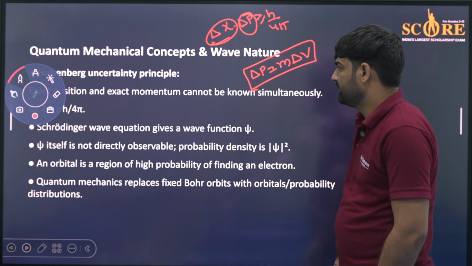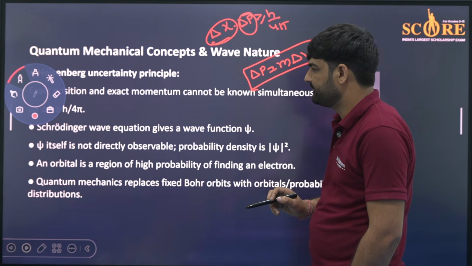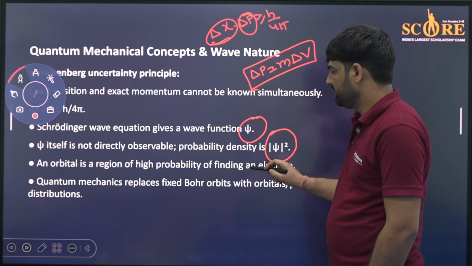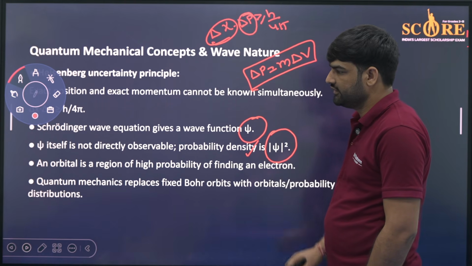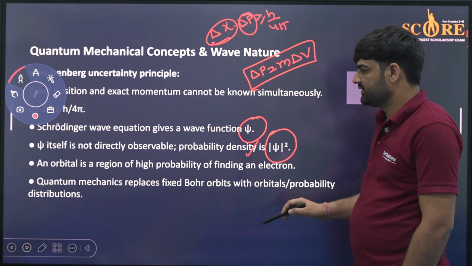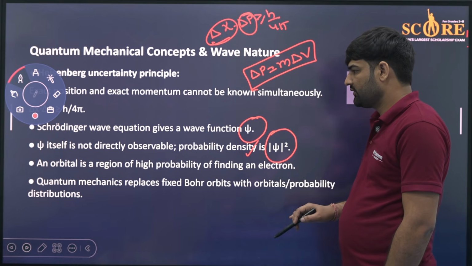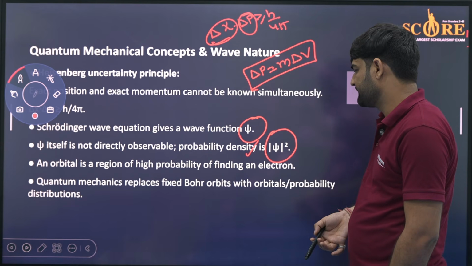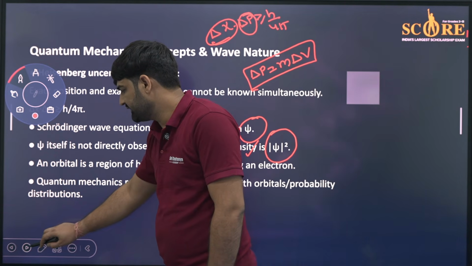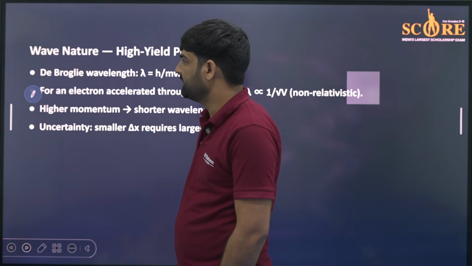So next, in Schrödinger wave equation, psi is wave function and psi square mod is probability density of finding electron. Orbital is a region of high probability of finding an electron. So quantum mechanics replaces fixed Bohr orbit with orbital probability distributions. These are the points related to quantum mechanical model.